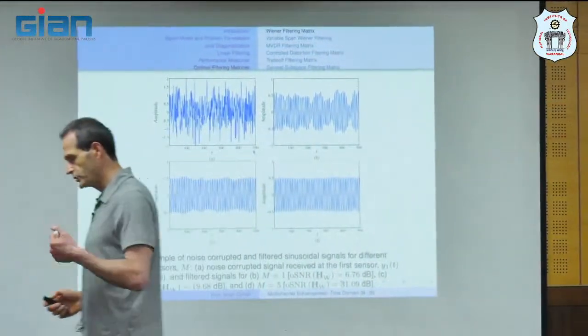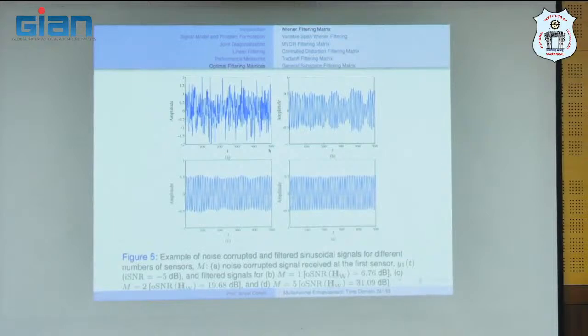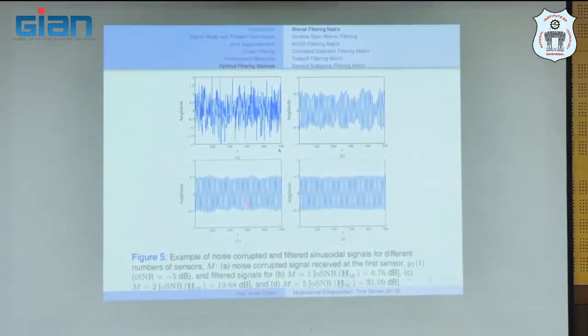This is a realization of this example. So this is the noisy signal, with a -5 dB realization. This is an estimate of the desired signal using a single sensor, m equals 1. This is with m equals 2 sensors. You see the big improvement, even with 2 sensors. This is obtained with 5 sensors. Very nice, using the Wiener filtering matrix.